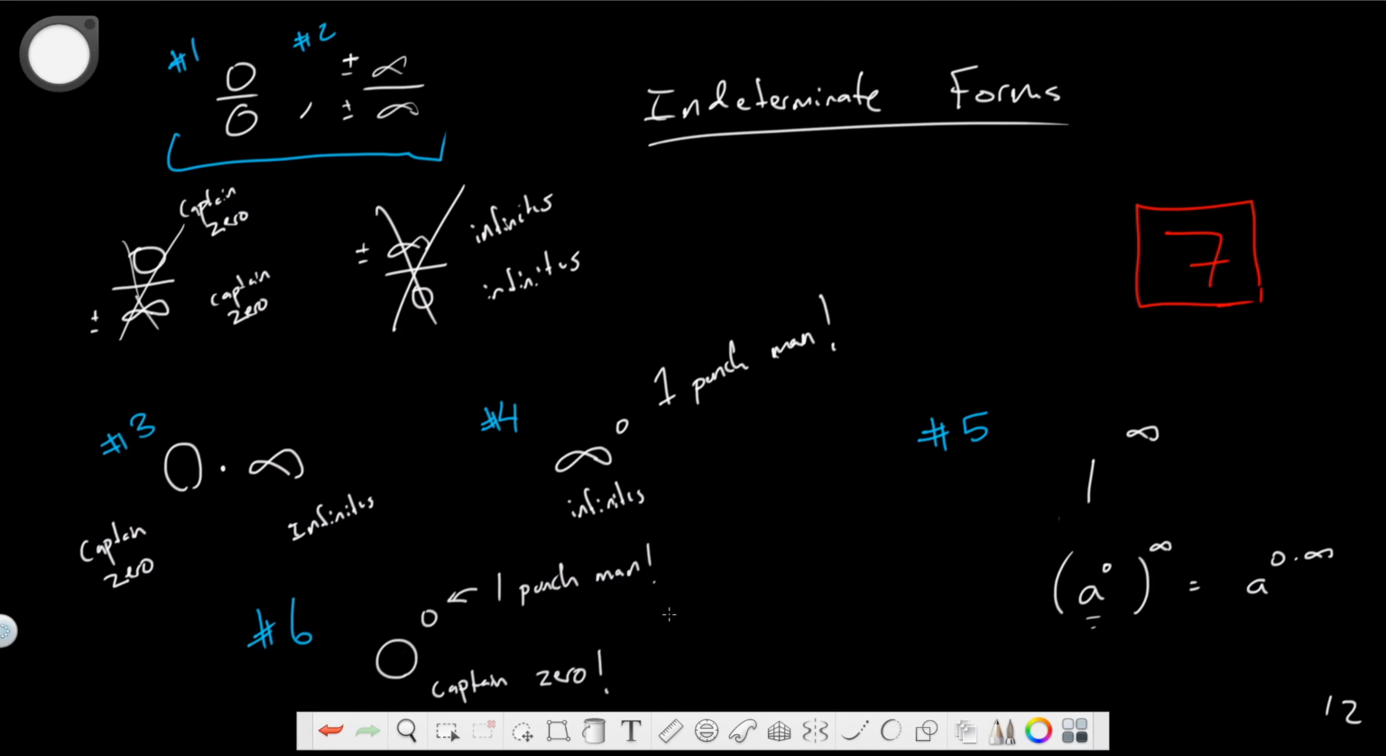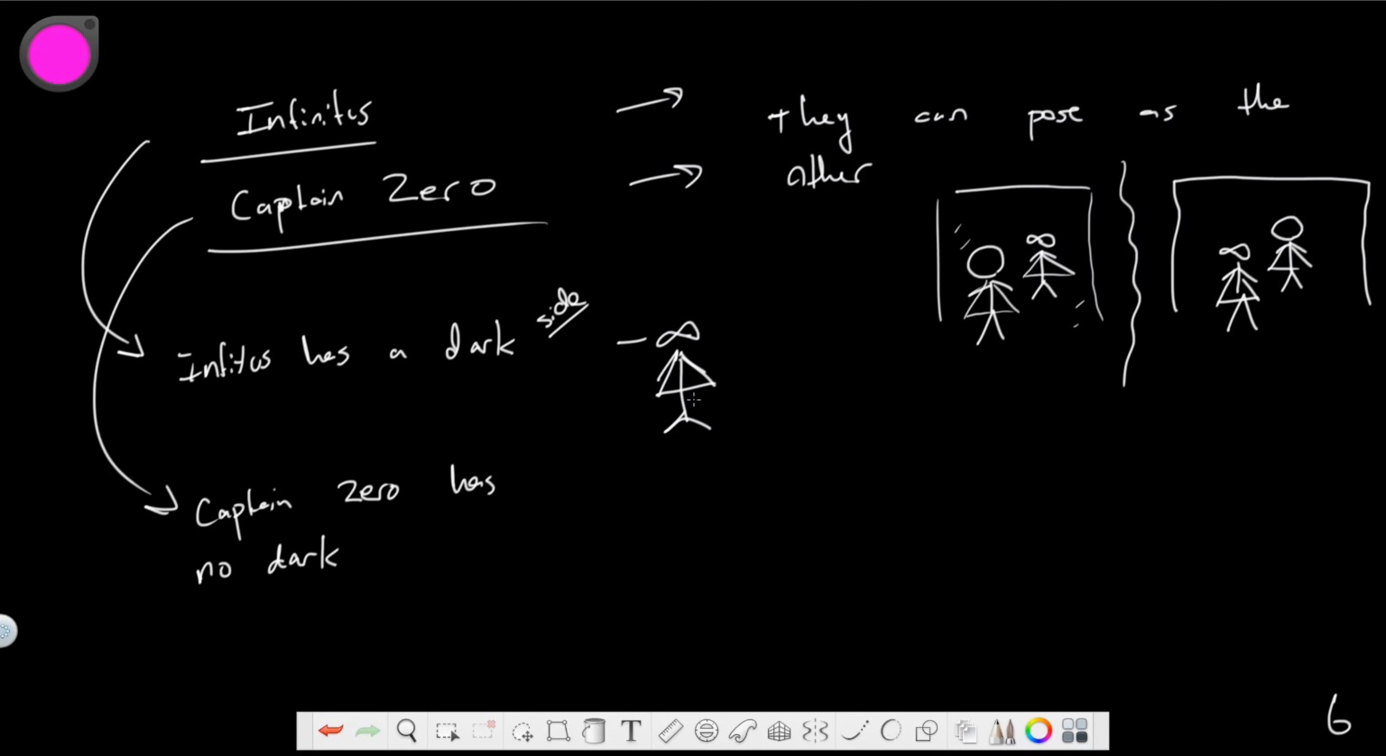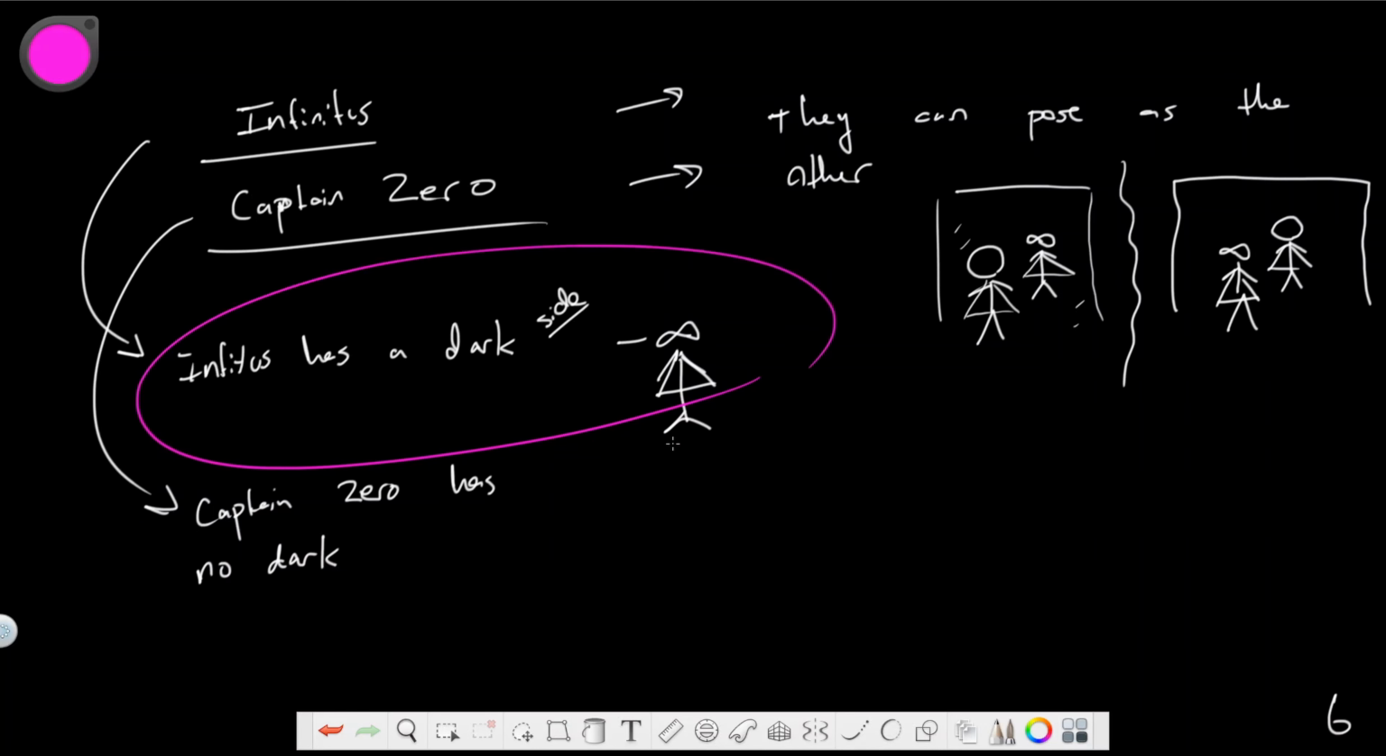We have one more indeterminate form. And this one, I would argue, is the most sneaky of the battles. This battle happens in secret. This is Superman versus Bizarro Superman. I want you to think back to Infinitus's other power. Infinitus has a dark side, negative infinity.